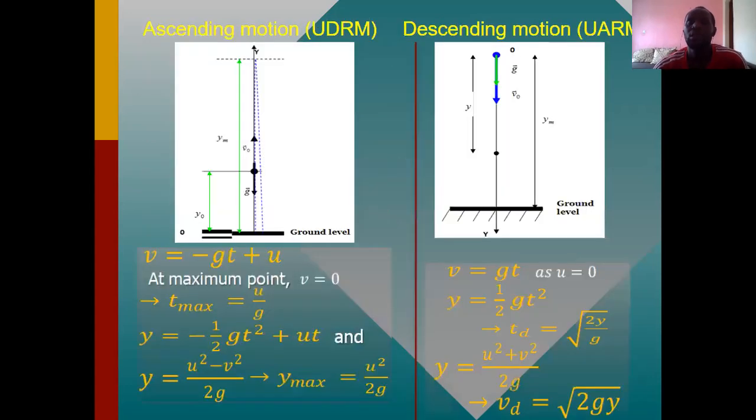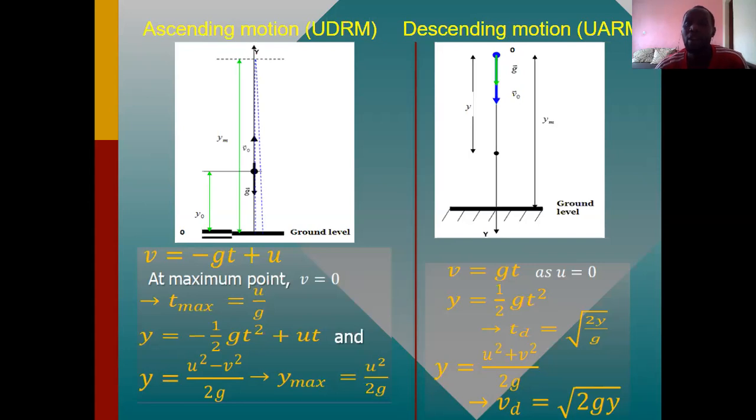Here we have 2 types of motion: ascending motion and descending motion. Ascending motion is when the object is thrown upward. Here, the object will move in opposition to the gravity, which means the acceleration will be taken as negative. Now, the first equation of motion will be v is equal to minus g t plus initial velocity.